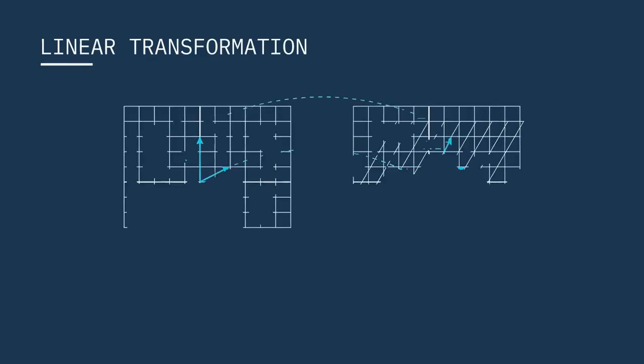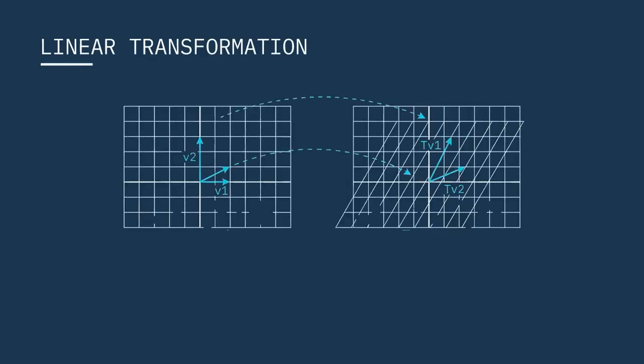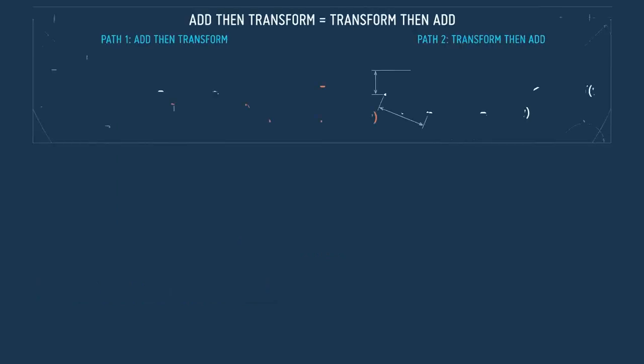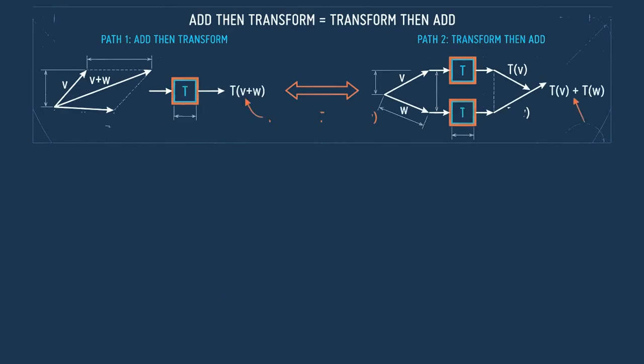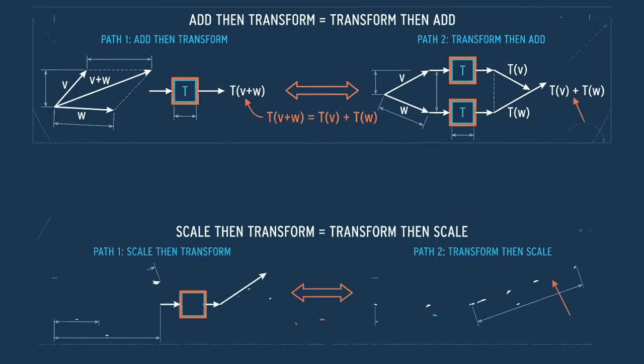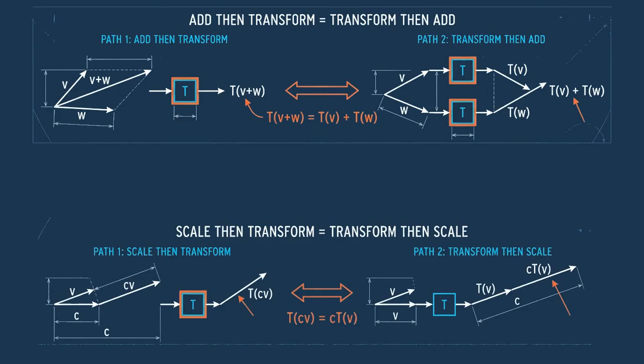A linear transformation is a function that moves vectors in a very controlled way. Controlled means two rules always hold. First, if you add two vectors and then apply the transformation, you get the same result as transforming them separately and then adding. Second, if you scale a vector and then apply the transformation, that's the same as transforming first and then scaling. Those two rules force a lot of structure.